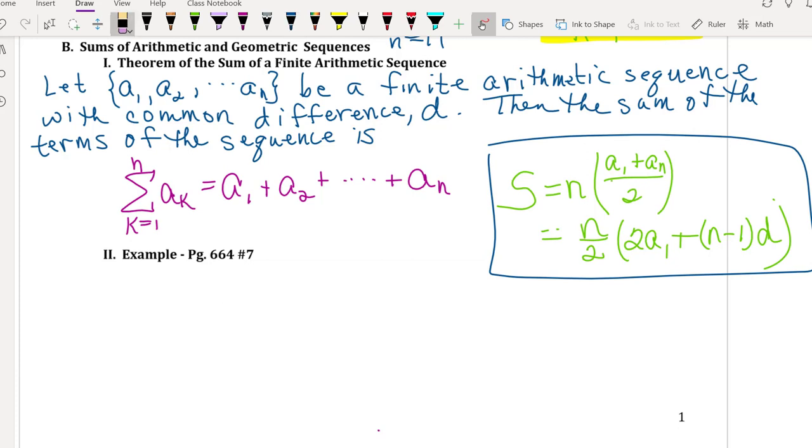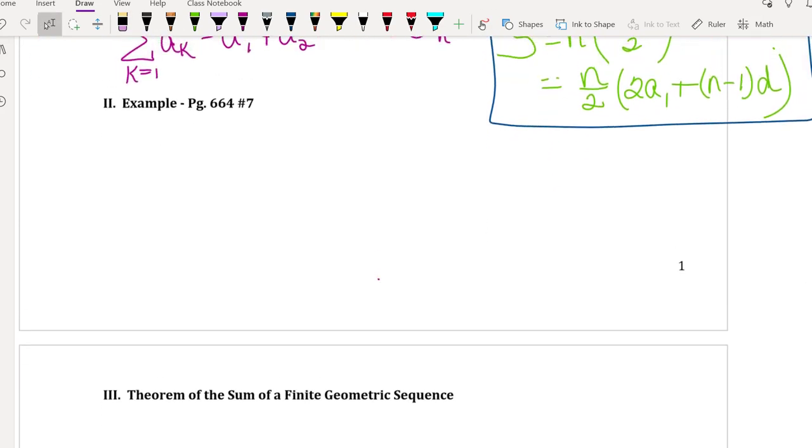So now let's do an example. So number 7 on page 664. That problem says to find the sum of the arithmetic sequence. So we know we can use one of those formulas because we're being told it's an arithmetic sequence.